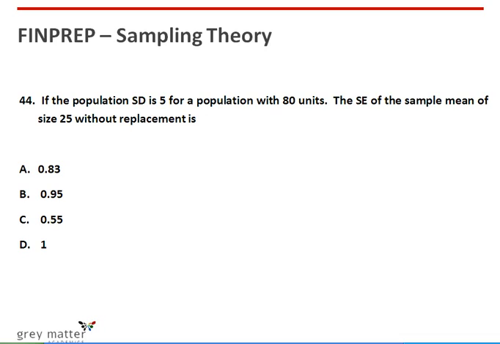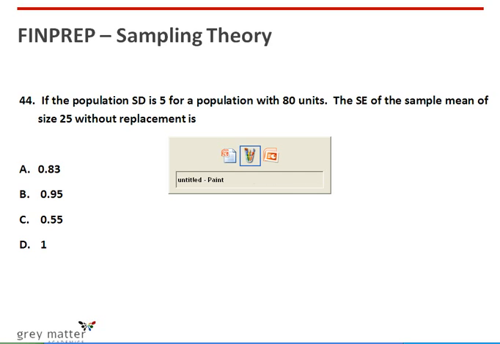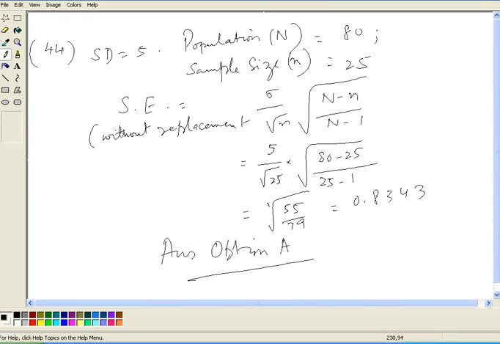If the population standard deviation is 5 for a population with 80 units, the standard error of the sample mean of size 25 without replacement is. We go back to our work area. Now standard deviation is given to be 5, population capital N is 80, sample size small n equal to 25. Then standard error without replacement is governed by the formula sigma by root of small n into root of capital N minus small n by capital N minus 1.